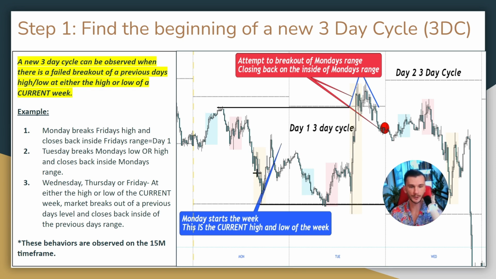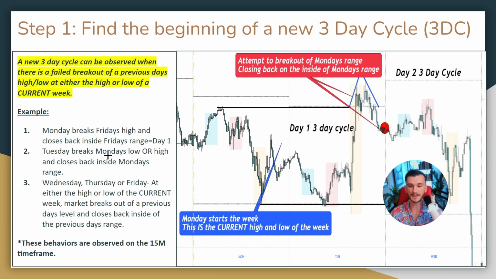And I do have a picture of what I'm talking about up here and some examples. Monday breaks Friday high and closes back inside of Friday's range. What that's referring to is like this day right here on Monday. If Monday had closed outside of Friday's low and then pulled back up onto the inside, that would have been a day one 3-day cycle.